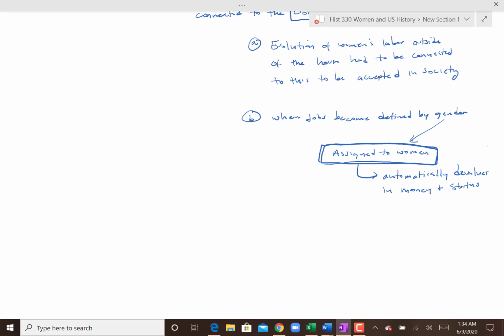I mean, heck, even getting the right to vote, women are going to use tactics like connecting it back to the domestic sphere in order for people in society to accept it as something women can do. But once that happens, then it becomes a female job. The term that's often used in gender studies and sometimes in women in U.S. history in general is pink, or in economic studies, pink labor.